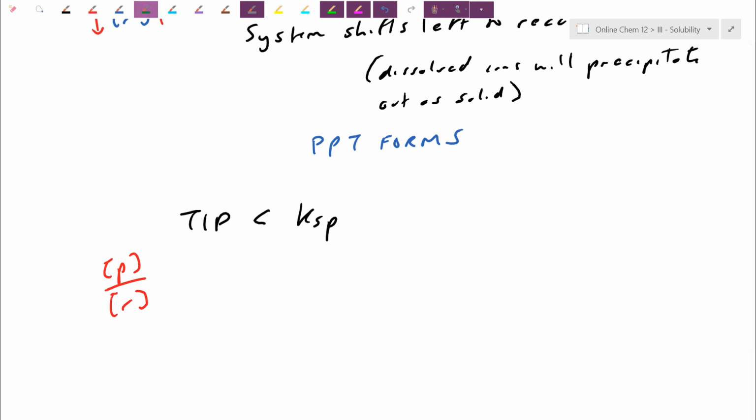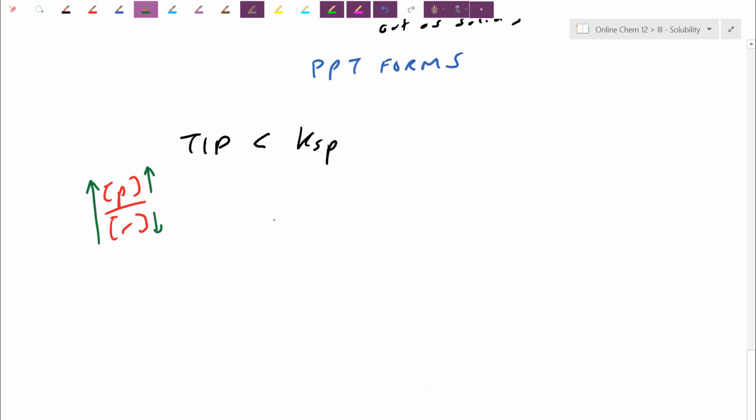And for this fraction here to get bigger, I need to increase products and I need to decrease reactants. Let's have another look at our equilibrium expression. I'll just draw it down for you here. A2D is in equilibrium with A+, there's two of them, and D minus 2, like this. In this case, if I find that my trial value is lower than what it should be, the trial value has to increase. How can it increase? By losing reactants, gaining products.